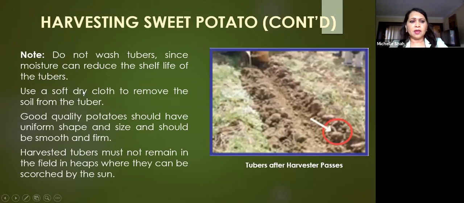Do not wash the tubers when harvested, since the moisture can reduce the shelf life of the tuber. Use a soft dry cloth to remove the soil from the tuber. Good quality potatoes should have uniform shape and size and should be smooth and firm. Harvested tubers must not remain in the field in heaps where they can be scorched by the sun.